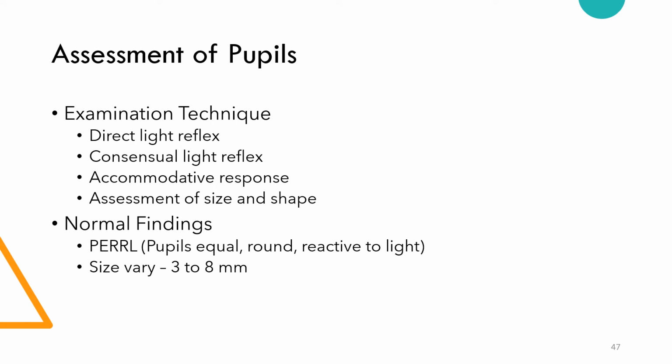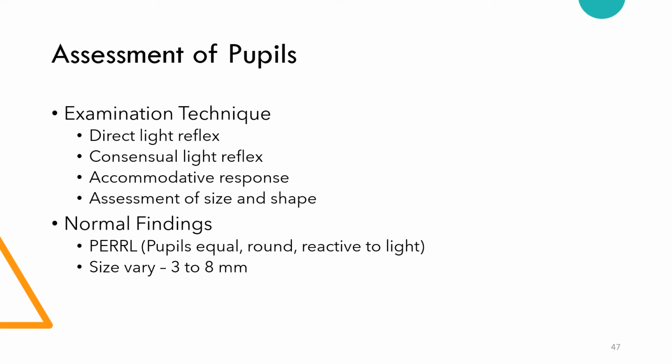Pupil size varies among the population, but in general, pupil sizes range from 3 to 8 millimeters. Notation of pupil findings should be right eye and left eye, the size that the pupils are at rest, and then the size that the pupils are when they have a direct light on them.